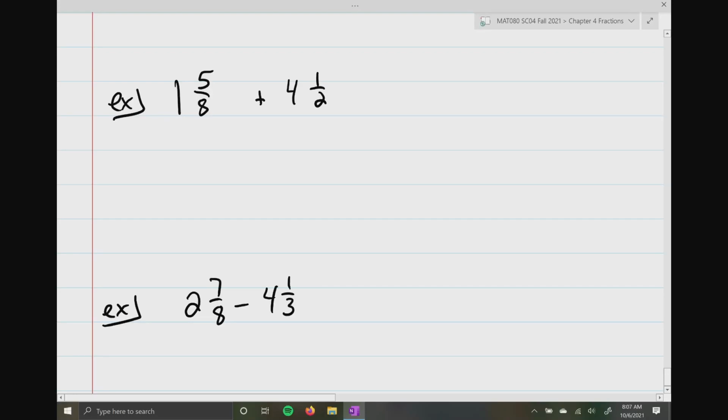Record button. All right, so go ahead and do those problems. 1 5/8 plus 4.5. And then the second one would be 2 7/8 minus 4 1/3.